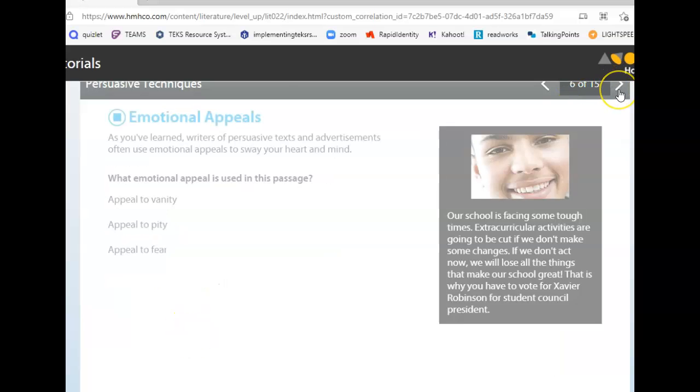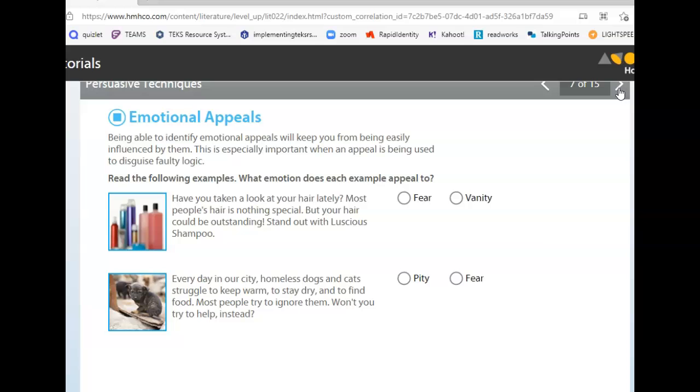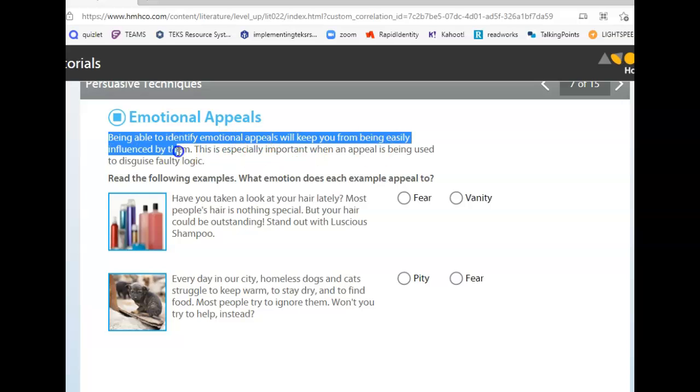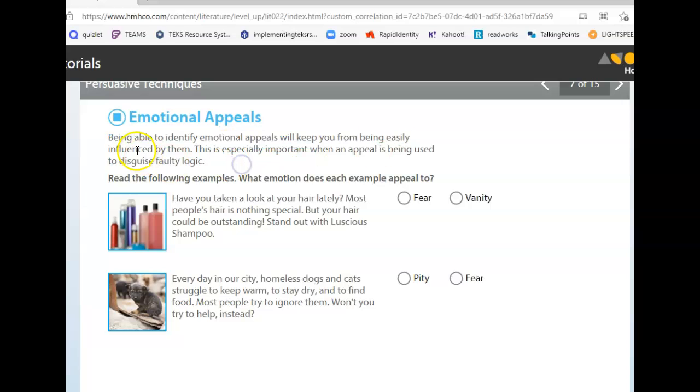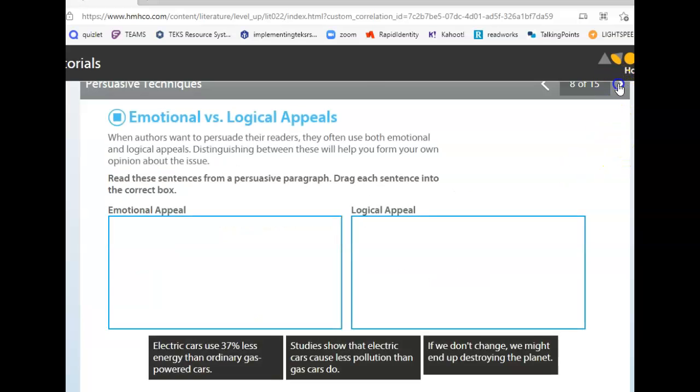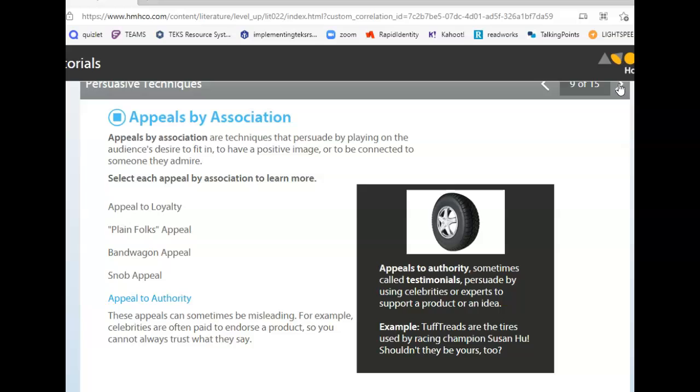Okay, we're going to go on to slide 7. Readers should be able to identify emotional appeals because it will keep them, right here, will keep them from being easily influenced by them. Influenced. Okay, we're going to go over to slide 9.